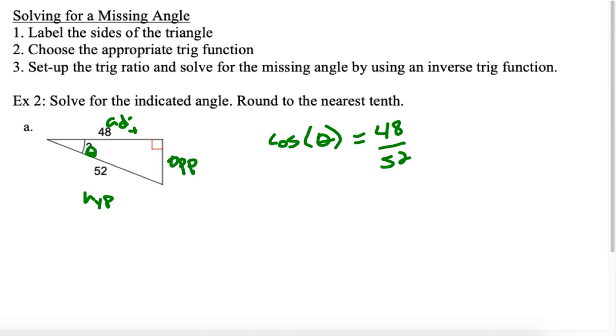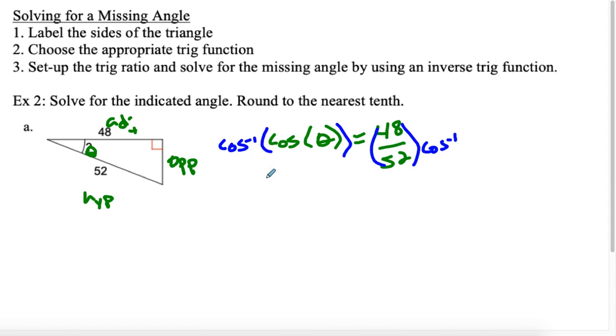So now we need to get theta by itself. We need to undo cosine. Well, the inverse of cosine is just inverse cosine. So I'm going to take the inverse cosine of both sides. Now, be careful what your perception is of this, right?